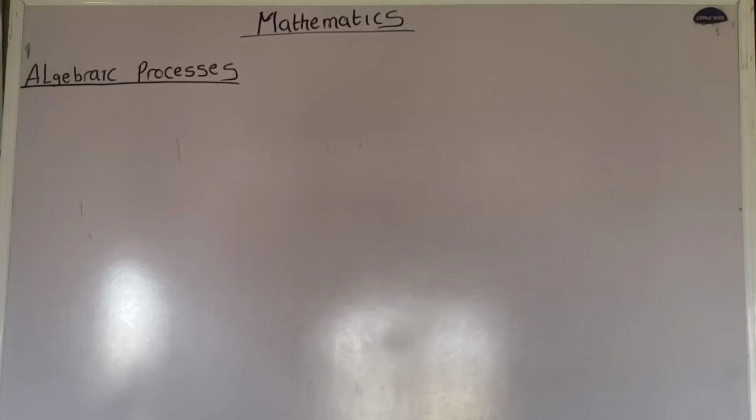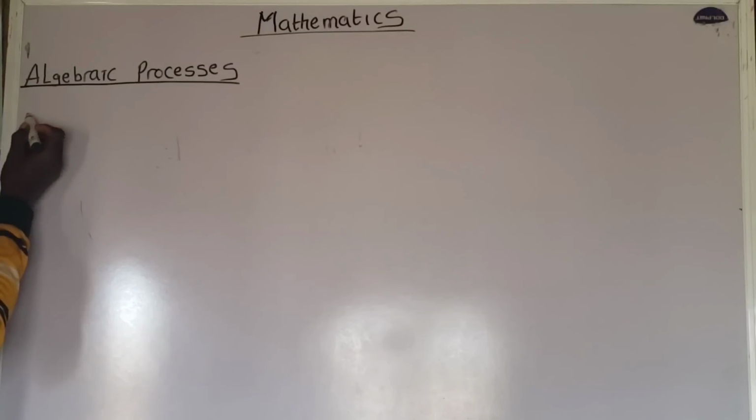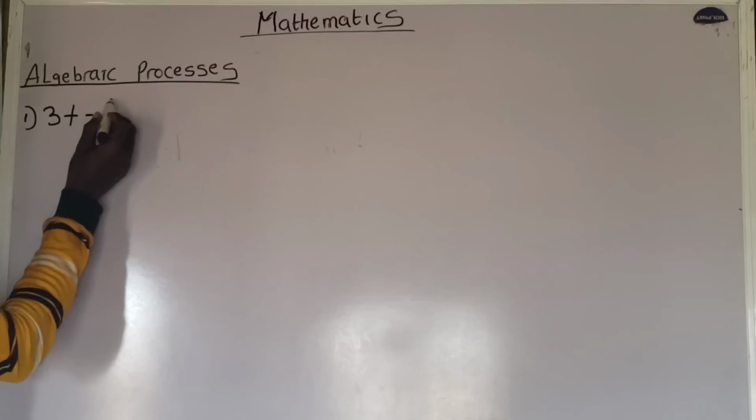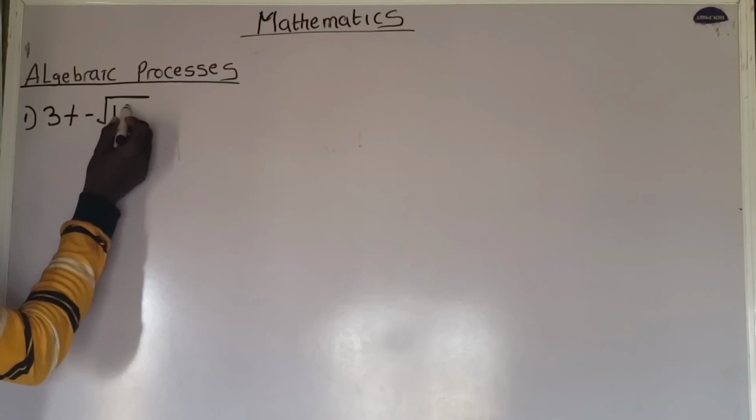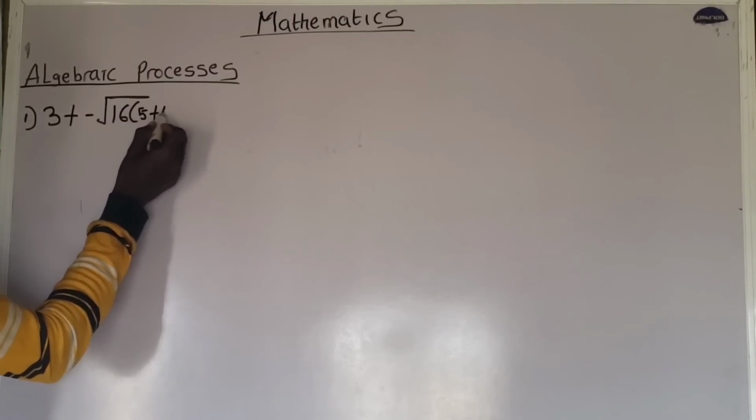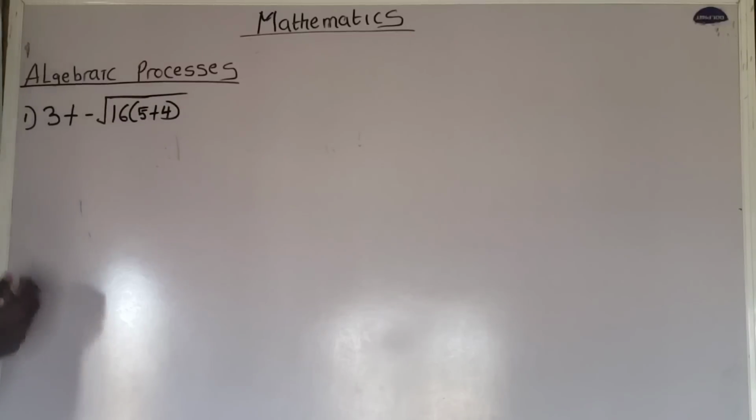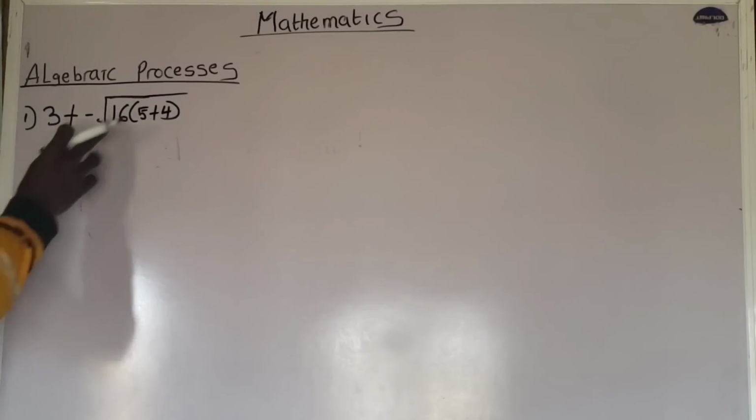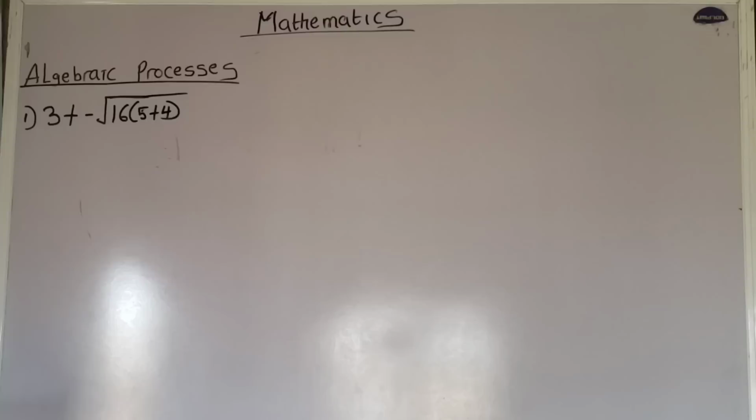For example, let's say we have 3 plus minus root 16 5 plus 4. Is this expression an algebraic expression or not? This is not an algebraic expression. The reason is because we only have numbers. You can see there is no letter. You understand? For us to call an expression an algebraic expression, it must have both numbers and letters. You understand?